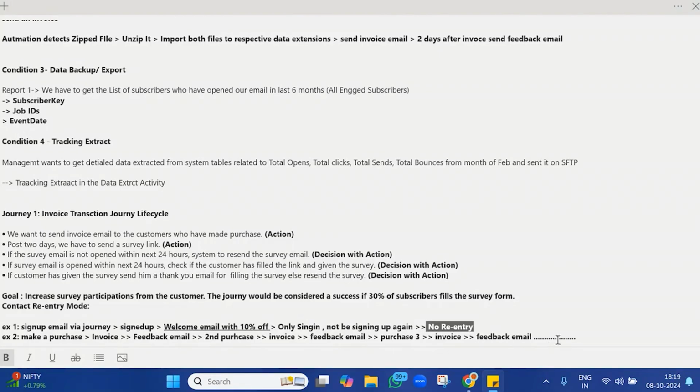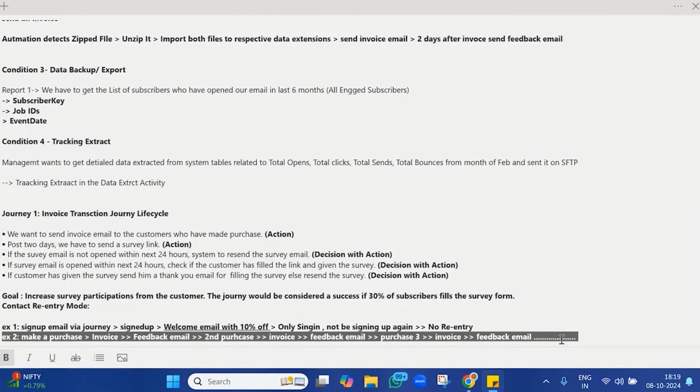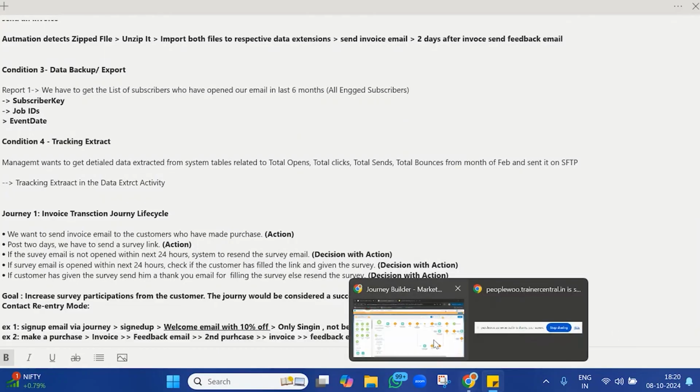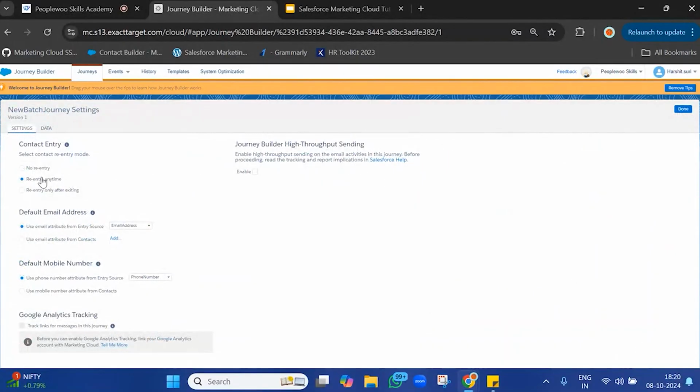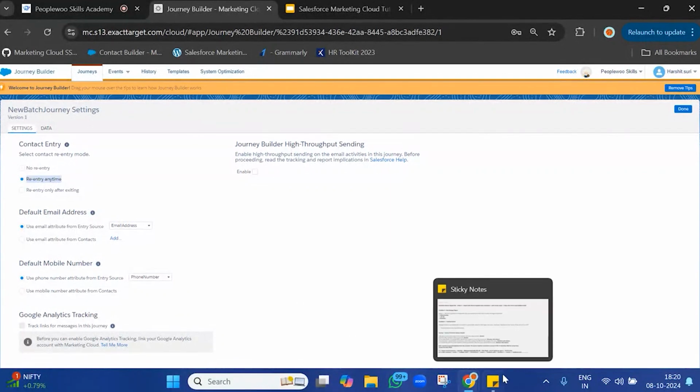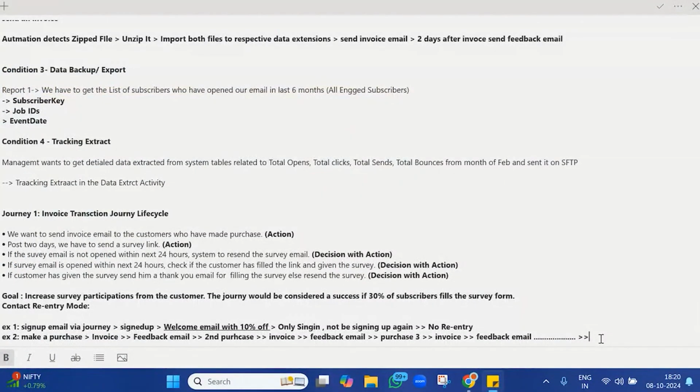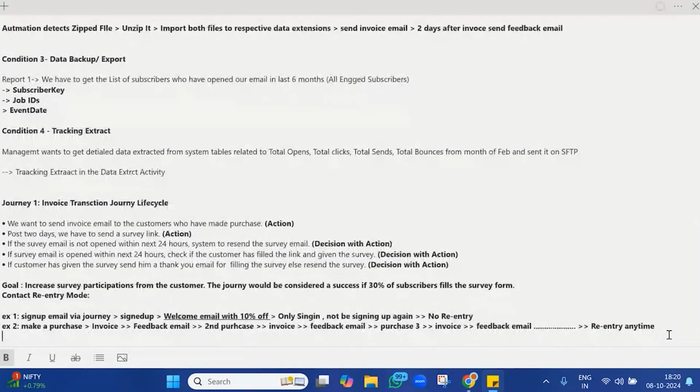But here a customer can make a purchase plenty of times. As many times as he makes a purchase, that many times he should receive an invoice, feedback, whatever it is. So the mode of the journey would support re-entry anytime, because a customer can purchase anytime, and as many times as he purchases, he has to re-enter the journey. And then we have example 3.